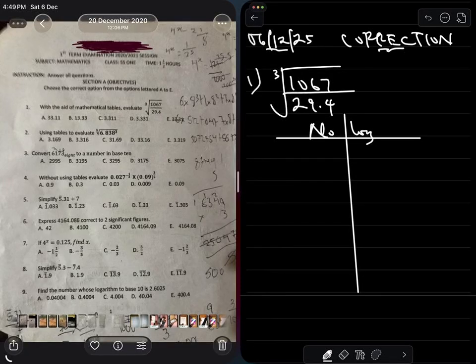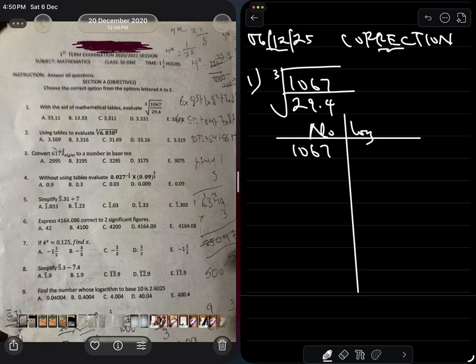Number one, with the aid of mathematical tables, evaluate the cube root of 1067 divided by 29.4. So you use your four-figure table. The first number is 1067. What's the characteristic of the logarithm of this number?